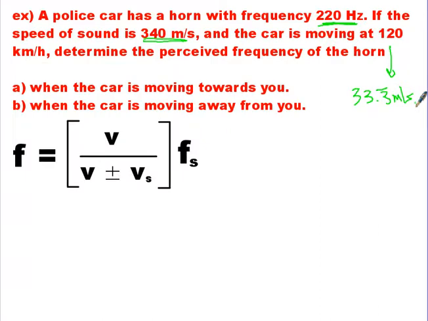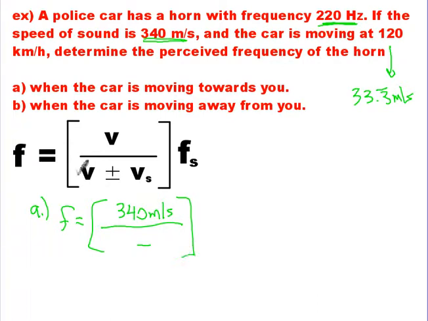First, I'm going to do A. I'm going to do car moving towards me. That means I'm going to be using the equation which has a minus sign in there. Okay, so I'll just put that minus sign in so I don't forget. Now, the first v in the top here, that's the speed of sound. So 340 meters per second.